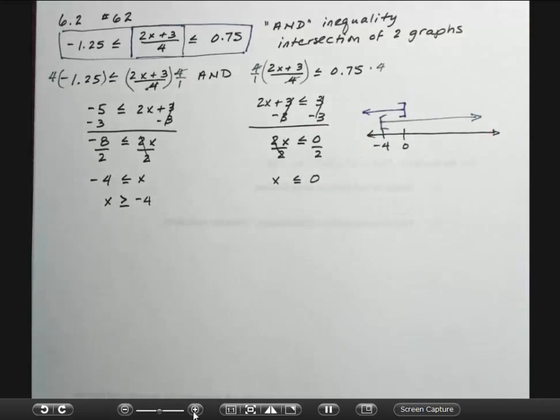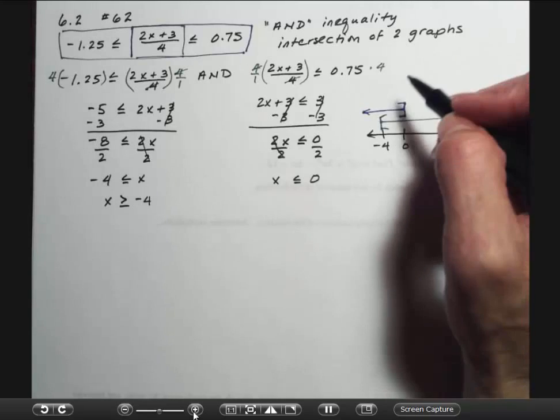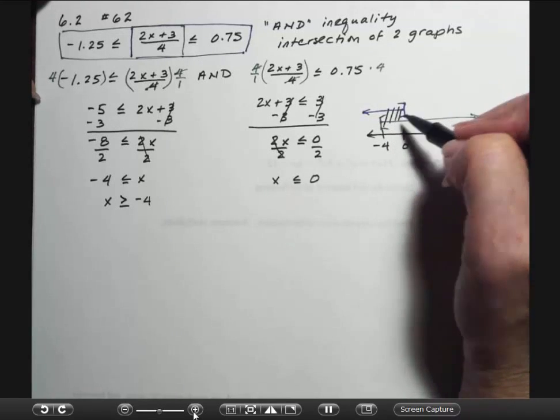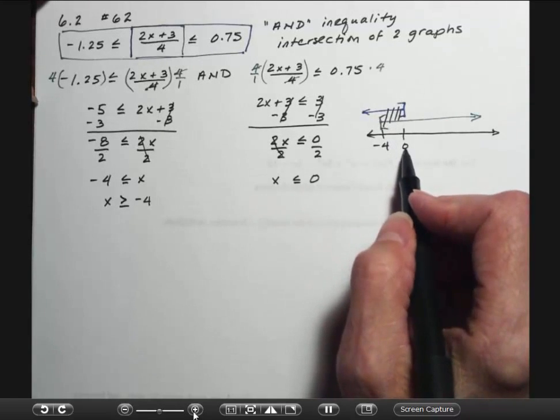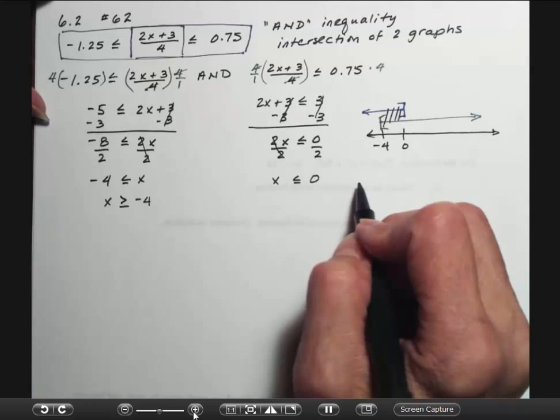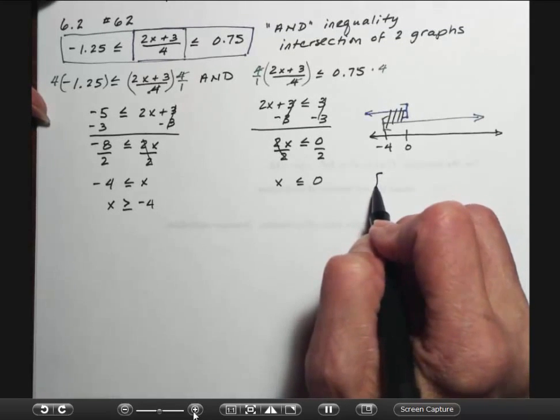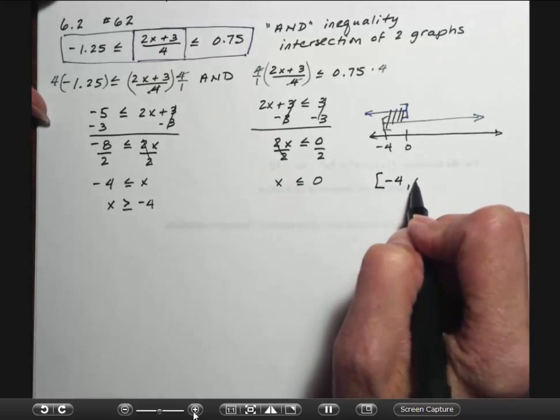And since it's an and inequality, we're looking for the intersection. And the intersection of these two graphs is between negative 4 and 0. So then writing this in interval notation, my answer is going to be negative 4 to 0.